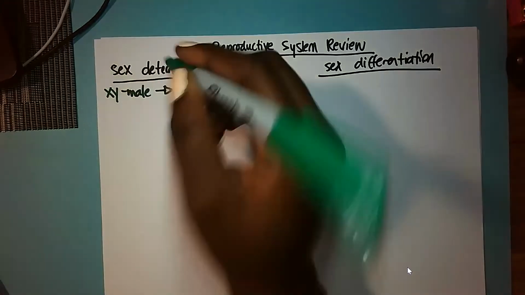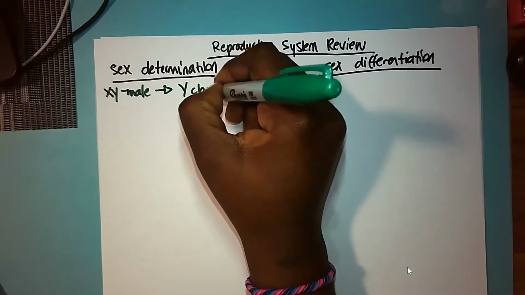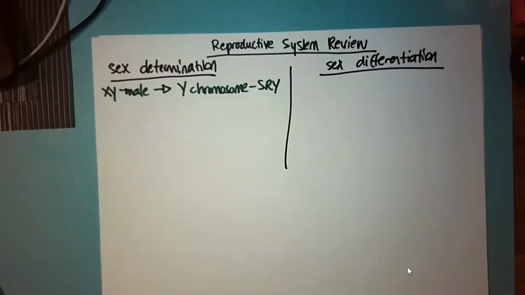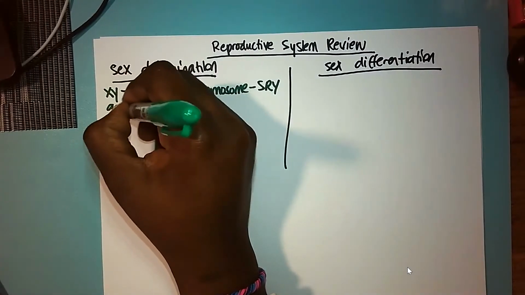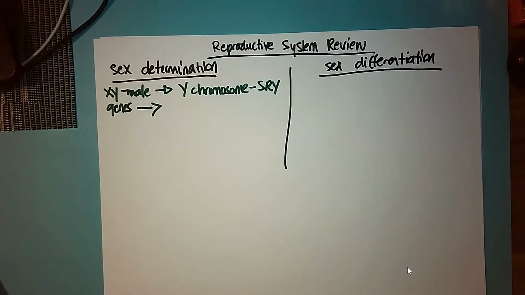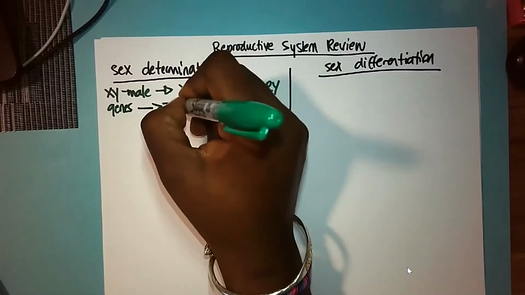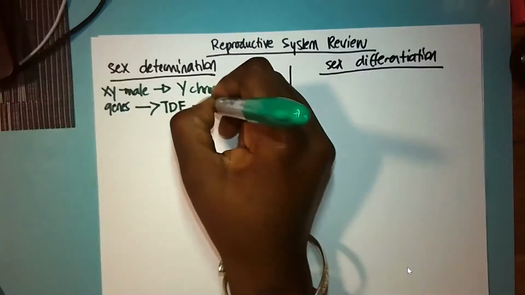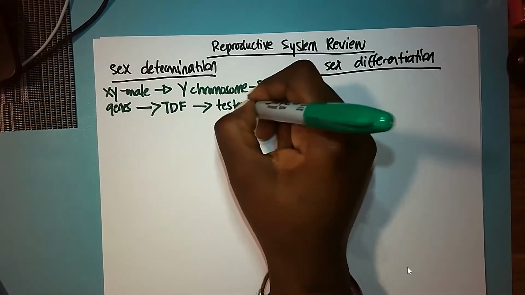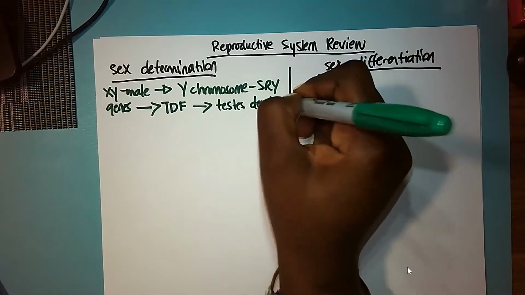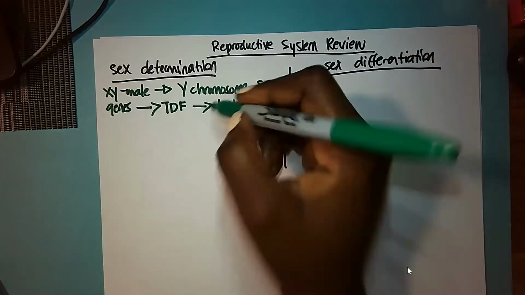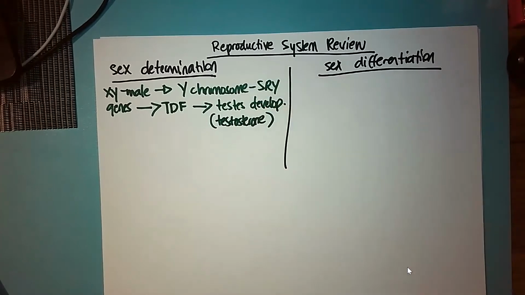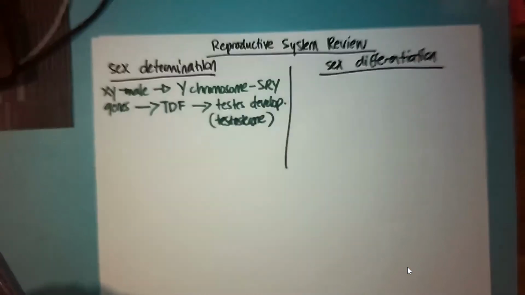And that is going to lead us to the Y chromosome having the SRY genes, which codes for TDF. Remember, TDF standing for testis determining factor. And that would eventually produce testis development. Okay? And remember, testes are going to produce testosterone. Once we start getting those Leydig cells, they're going to produce testosterone.